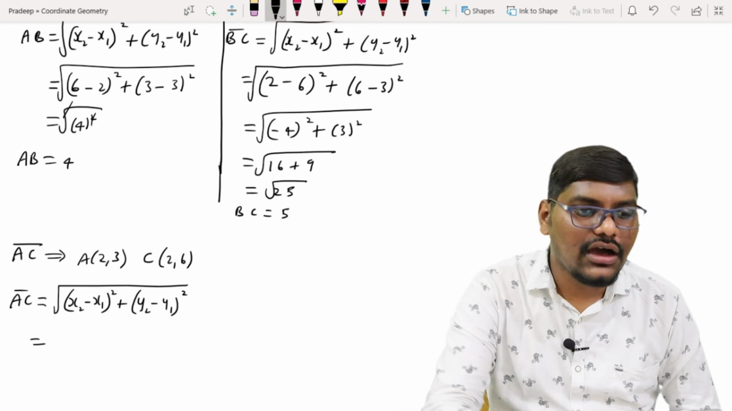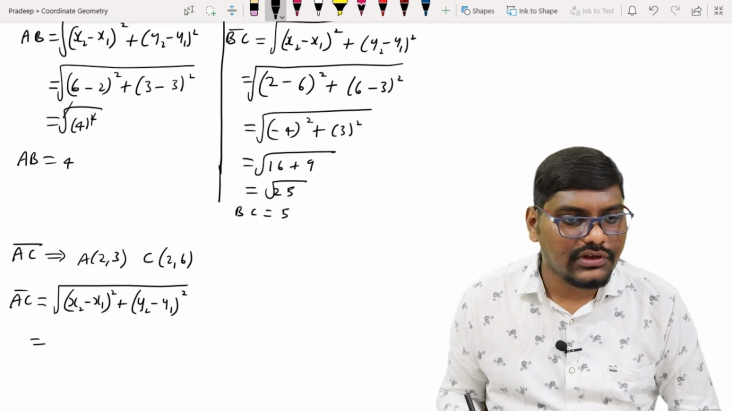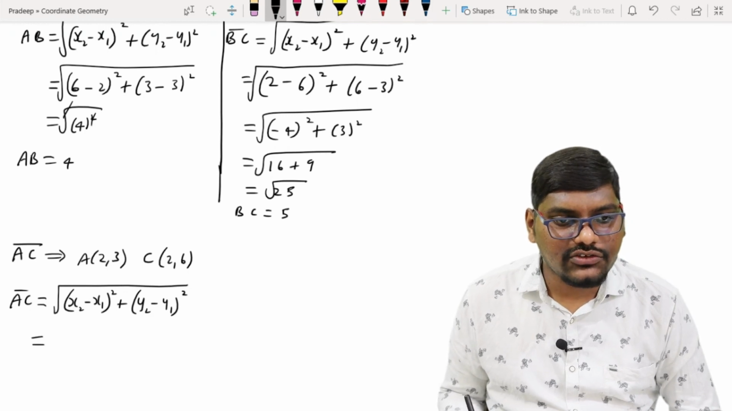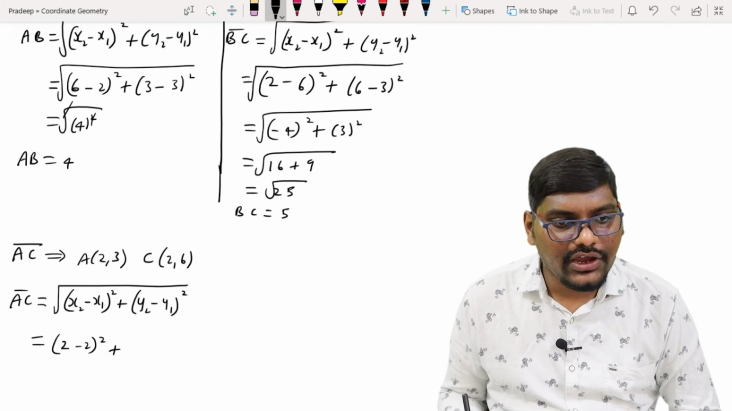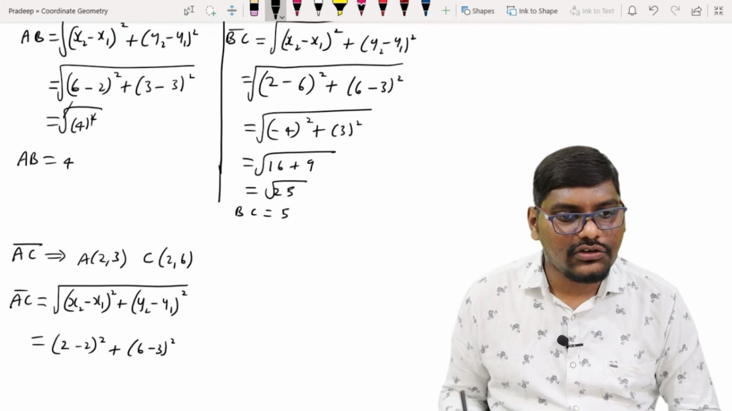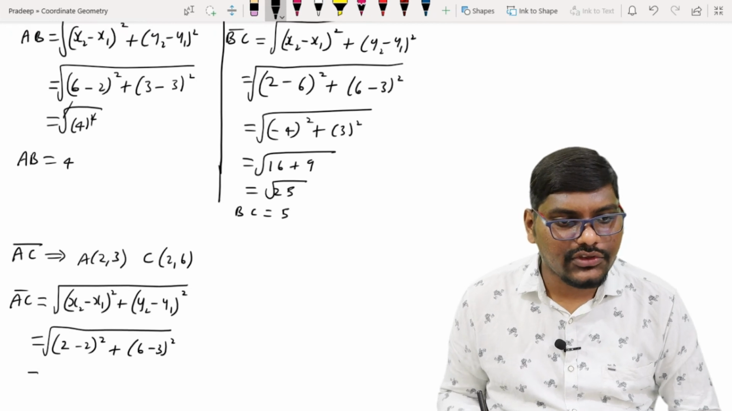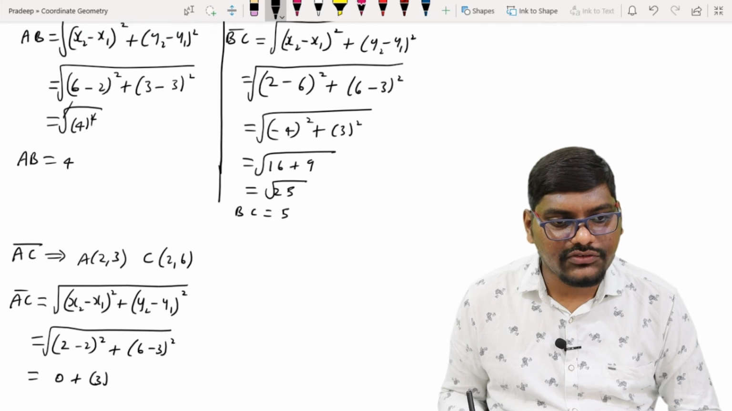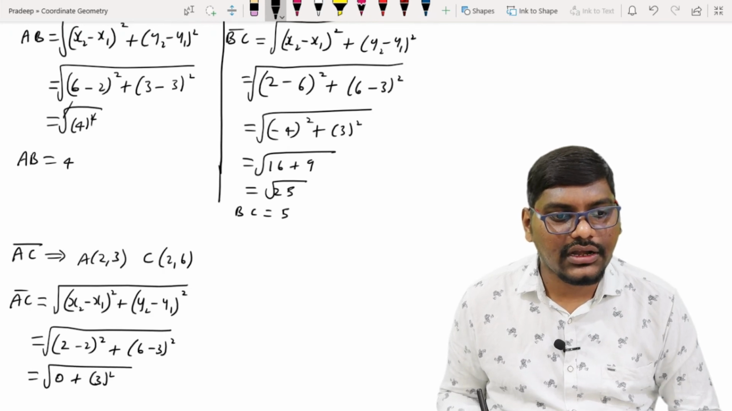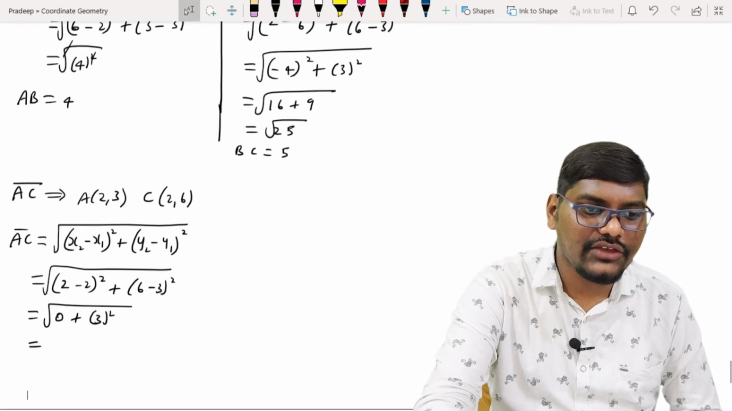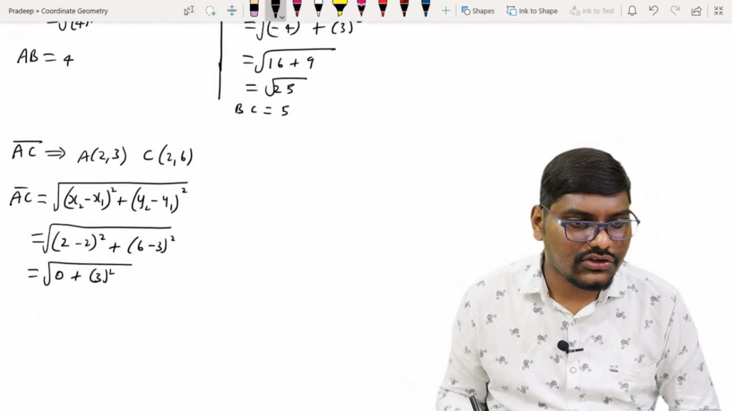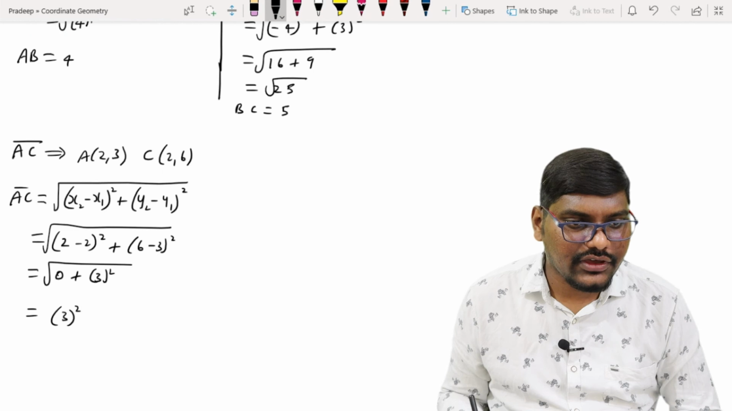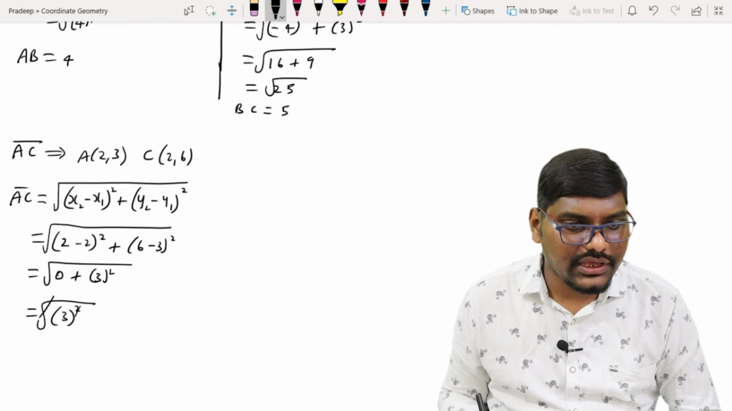So we'll substitute all the coordinates and get the value. x2 is 2, x1 is again 2, so 2 minus 2 whole square, y2 is 6, y1 is 3 whole square, under root. So 2 minus 2 is 0, plus 6 minus 3 is 3 whole square. I can write this as root of 3 square. The square and root can be cancelled. The value we are getting is AC equal to 3.